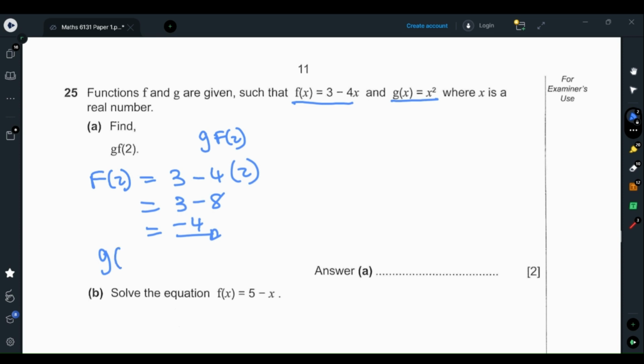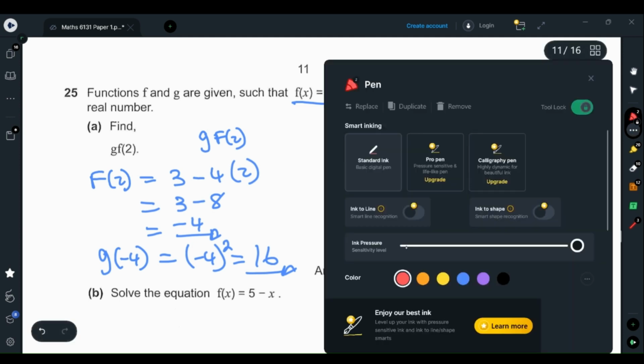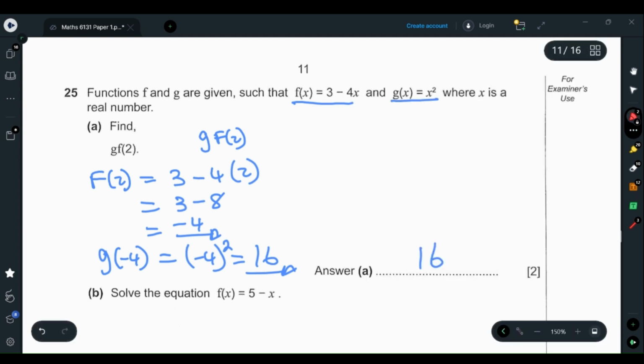Therefore, what do we know? We know that g of minus 5, that's our final answer. So we'll have minus 5 squared. Minus 5 squared is the same thing as 5 squared, which gives us 25. Gives us 25 as the final answer. Okay, that's one way to do it.